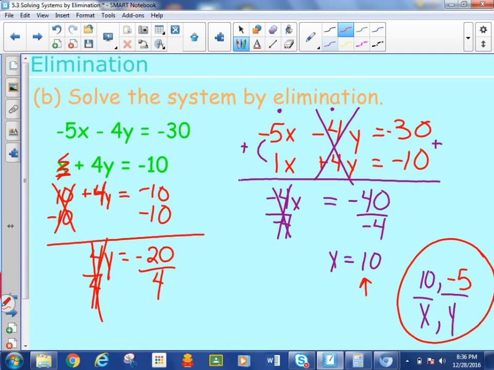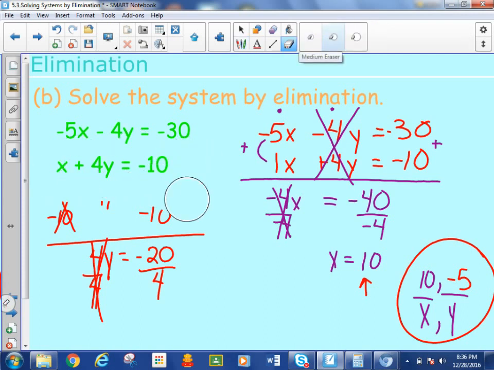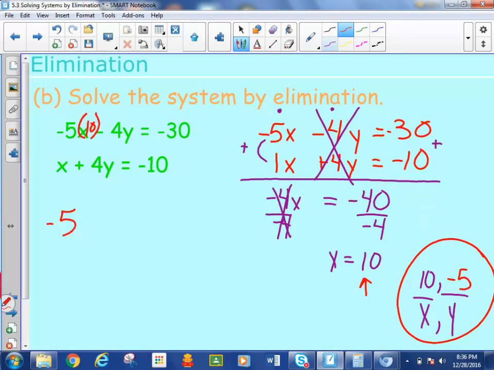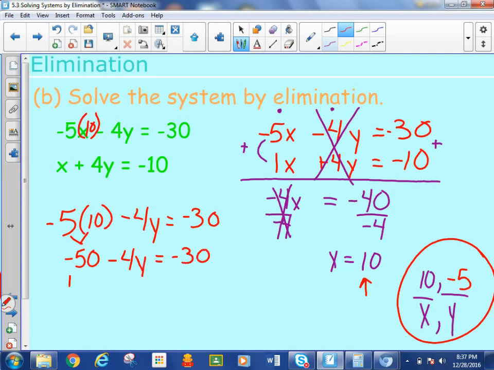And just to prove to you on this one, it would not matter which equation I picked. I'll go ahead and substitute into that top equation also, just so you can see that I should still get -5 for my y if I do my math right. So I am going to put a 10 where this x is. Okay, so I have -5 times 10 minus 4y equals -30. Here I get 50 minus 4y equals -30. Now we'll add 50 because that's the opposite, and I want y by itself.